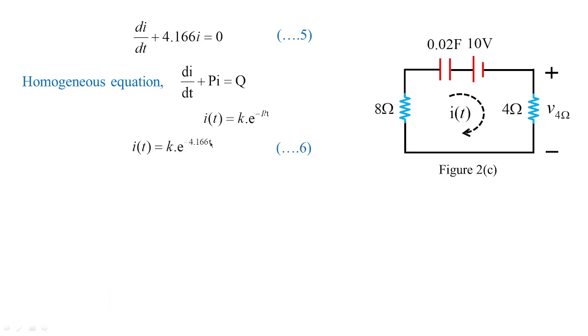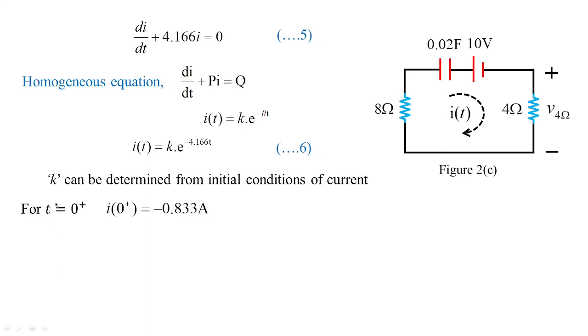Now the solution we are going to find for the homogeneous equation is I of t equal to k multiplied with e to the power of minus 4.166t. Here we need to find the value of k, and we have determined that k can be obtained from initial conditions. The determination at t equal to 0 plus leads to the value of current as minus 0.833 amperes. Just substitute this value in equation 6.